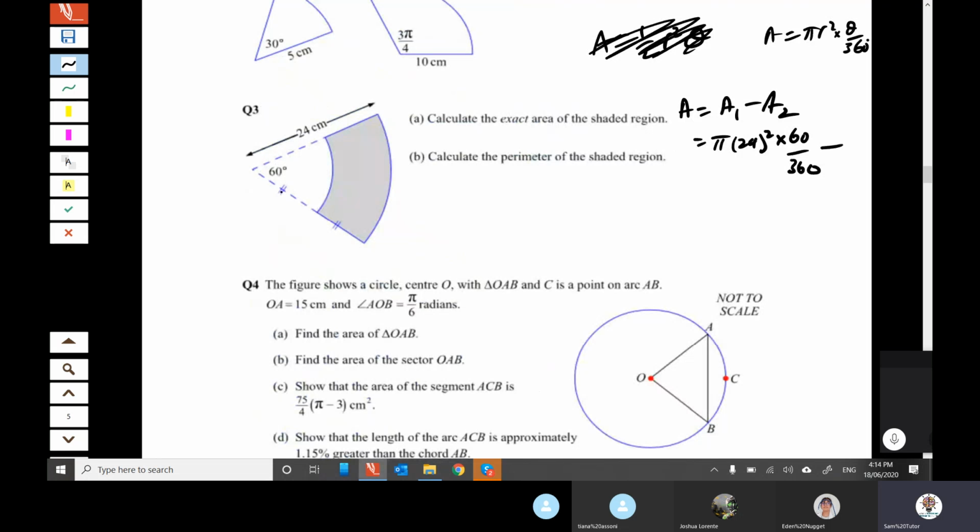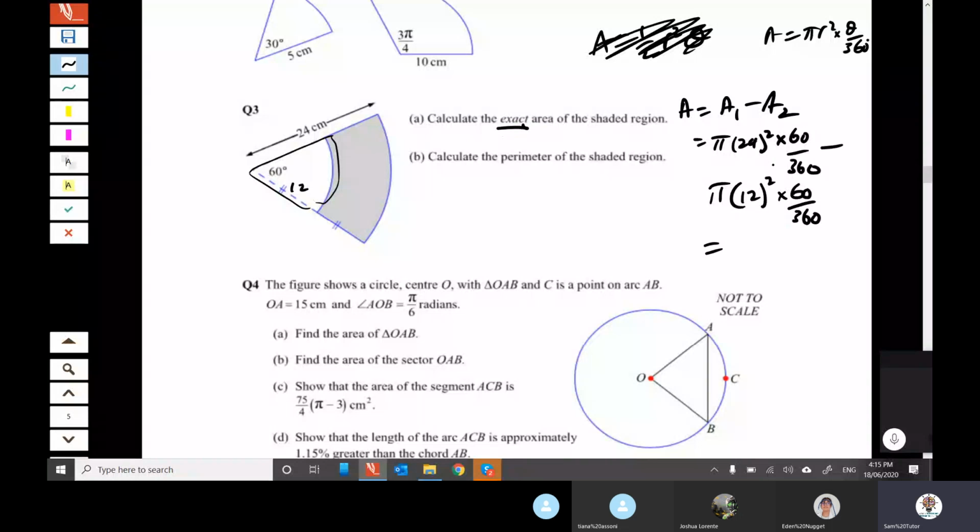Minus, what would the area of the smaller one be? Would it be 24 divided by 2? No, the radius for the smaller one would be 12. And then times by 60 on 360 still. And then whatever that gives you is the exact area. Oh, okay. It does say exact. So that means you can't just plug everything into your calculator, right? When it says exact, put everything except pi in your calculator.